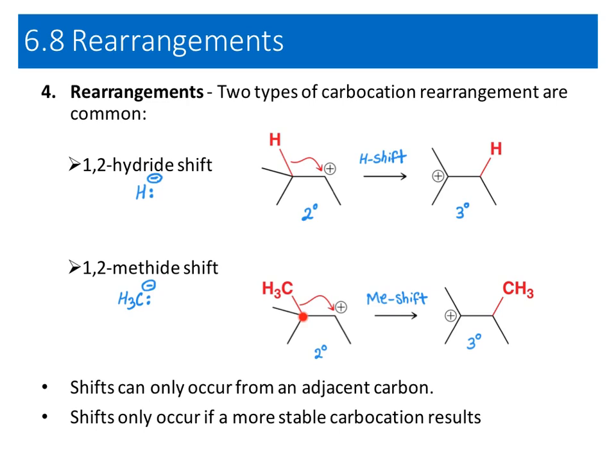Now, the neighboring carbon doesn't have any hydrogen to shift. However, the methyl group can take the electrons and move to the positively charged carbon to make a full octet here, and gives the positive charge to this carbon to form the more stable carbocation.